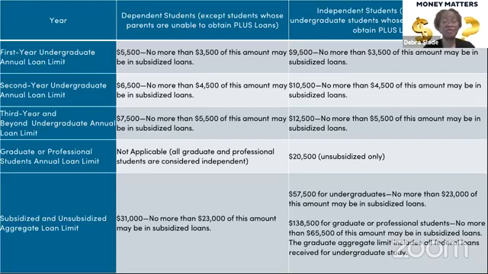Now, graduate and professional students, you can borrow up to $138,500. No more than $65,000 of this can be in subsidized loan. Now, this includes all of your undergrad loans as well. So don't freak out on that. So that includes your undergraduate loans as well.